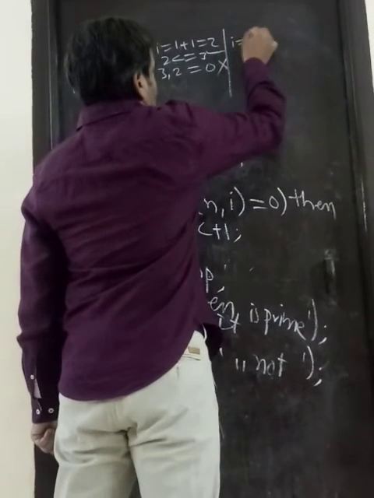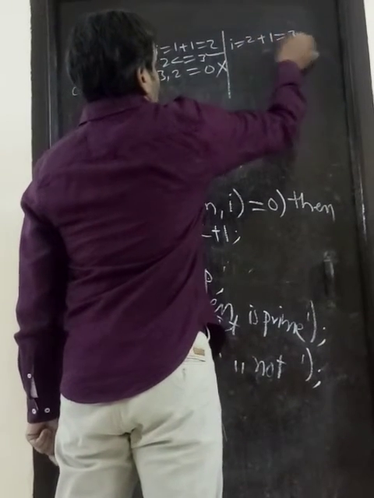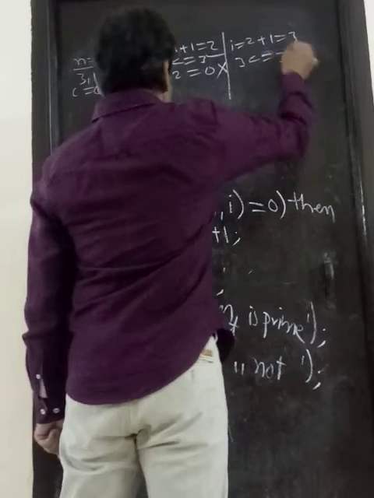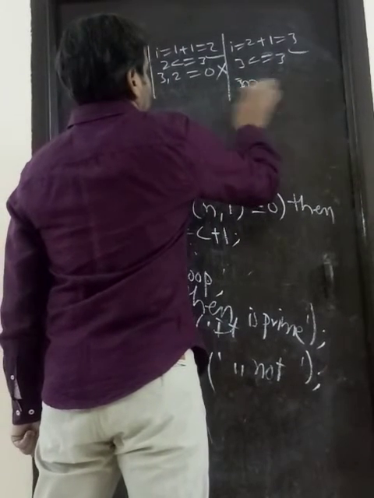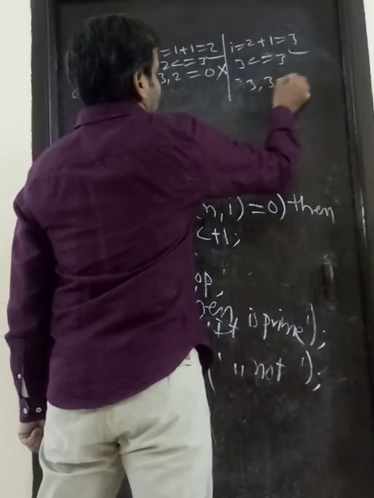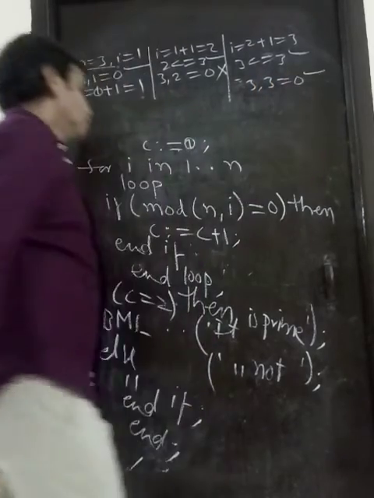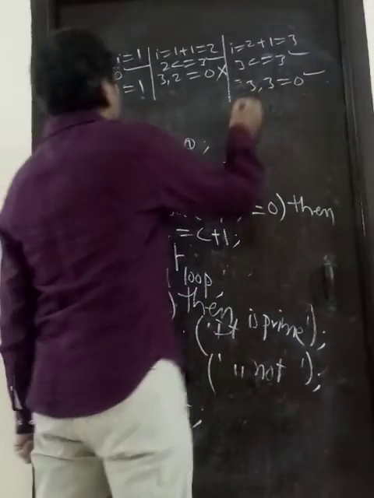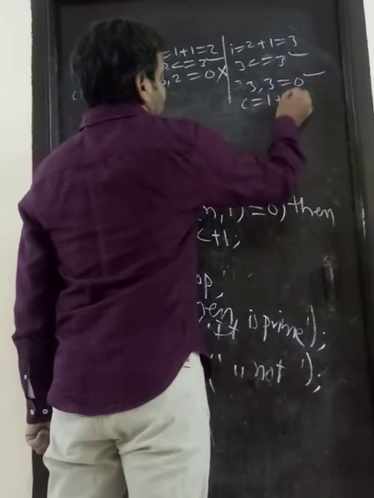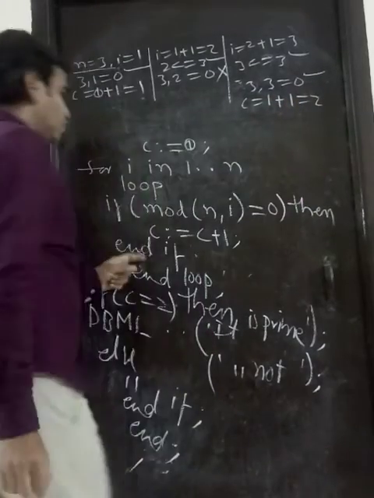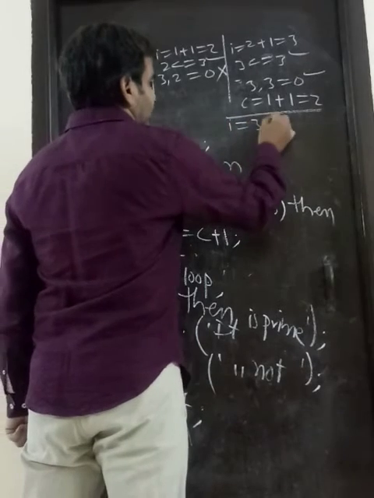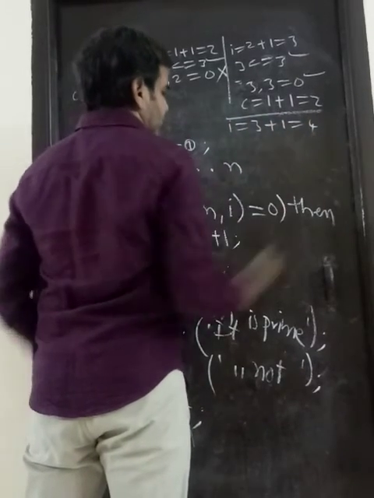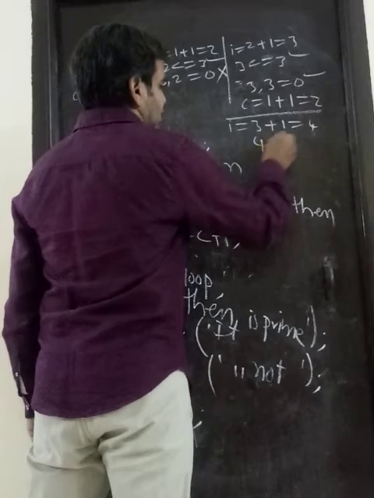So i is equal to 2 plus 1 is equal to 3, 3 less than or equal to 3, condition is true. 3 mod 3, remainder is 0, yes condition true. If condition is true, c will be incremented, c is equal to 1 plus 1, 2. So again it goes to here, now i value is incremented, 3 plus 1 is equal to 4, 4 less than or equal to 3, condition is false.